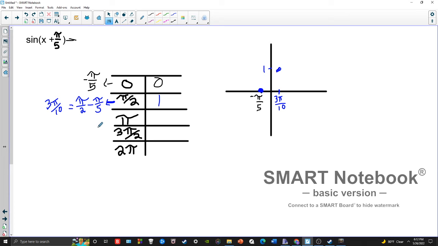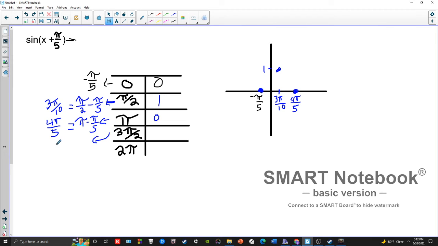And then again, I do the same thing as before. How do I change this input so that when I plug it in, I end up with pi? Well, I'm going to take pi minus pi over 5. Again, doing my quick mental math here, that's going to give me 4 pi over 5, right? 5 pi over 5 minus 1 pi over 5 is 4 pi over 5. And I know that when I plug that in, I'm going to get back to 0. So again, my next point is not going to be pi. It's going to be 4 pi over 5. That gets me a 0.